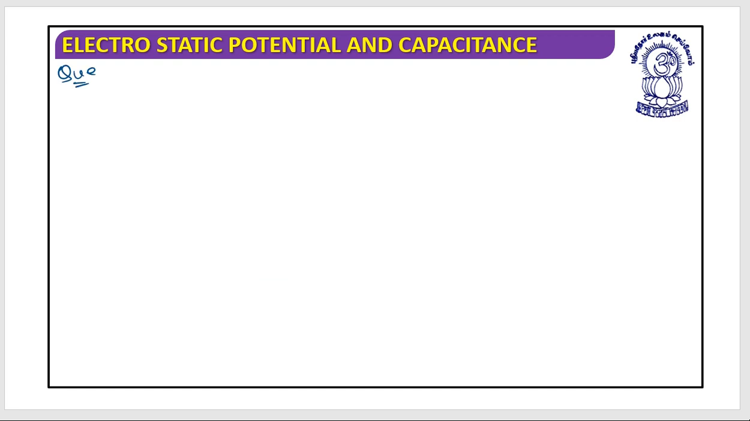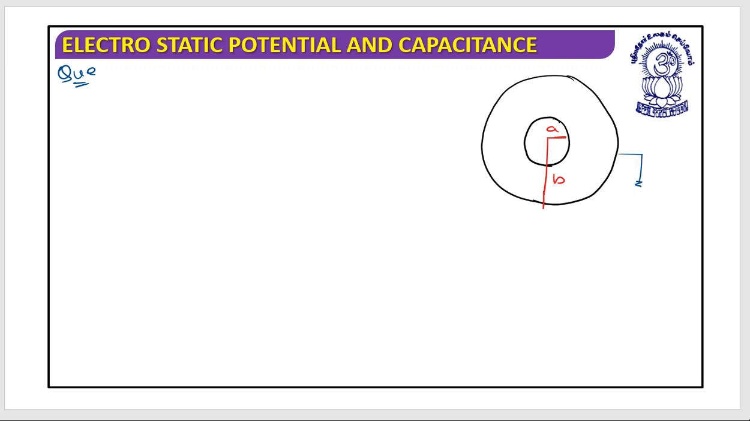Oh, very interesting that this is the inner sphere and this is the outer sphere. The inner radius is A and the outer radius is B. Yes, and you need to connect this with the ground.